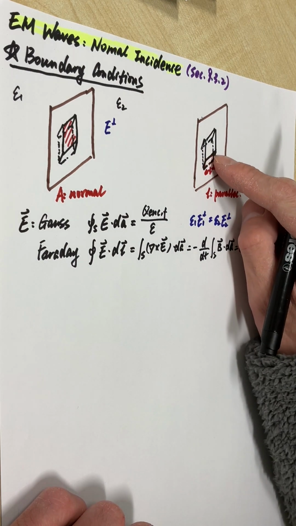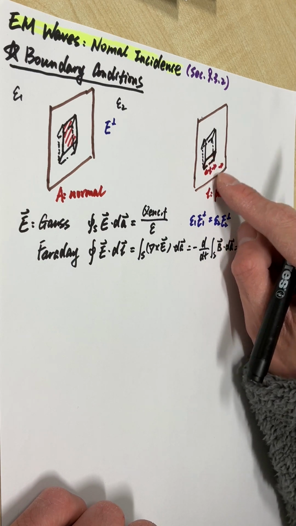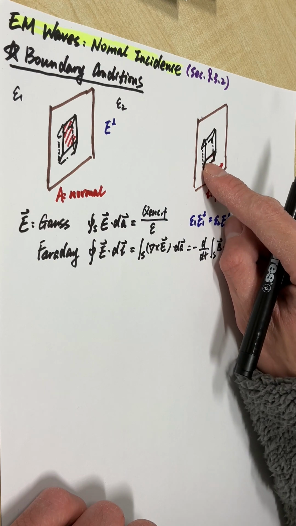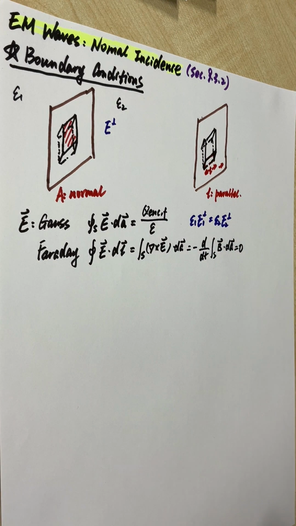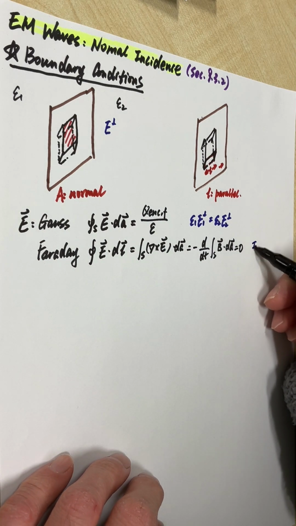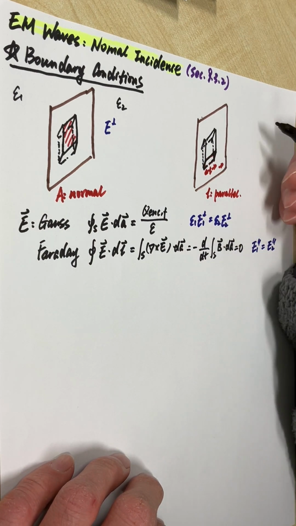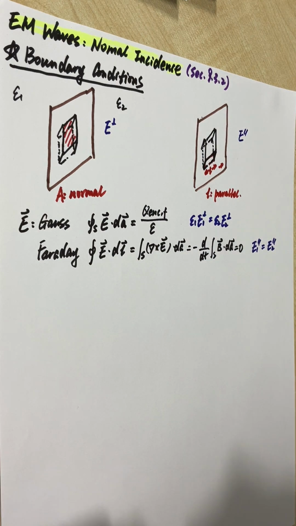So the area doesn't have any physical meaning. It's not meaningful at all. But only the width is meaningful, because the thickness is infinitesimally small. So here we have the parallel component E1 equals E2. So when we do the path integral, we are observing the parallel component of the field.